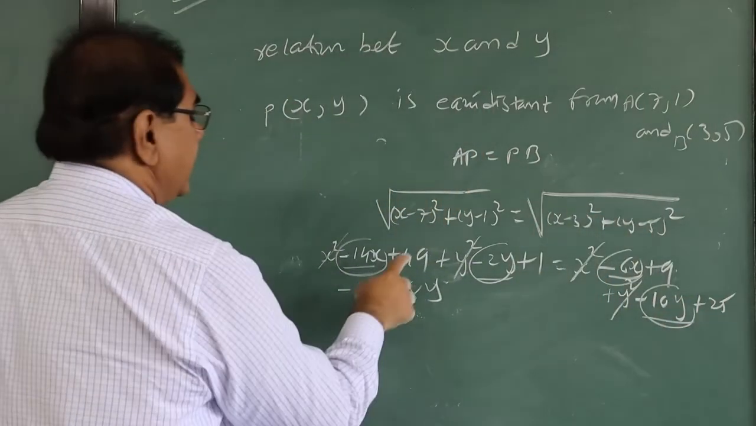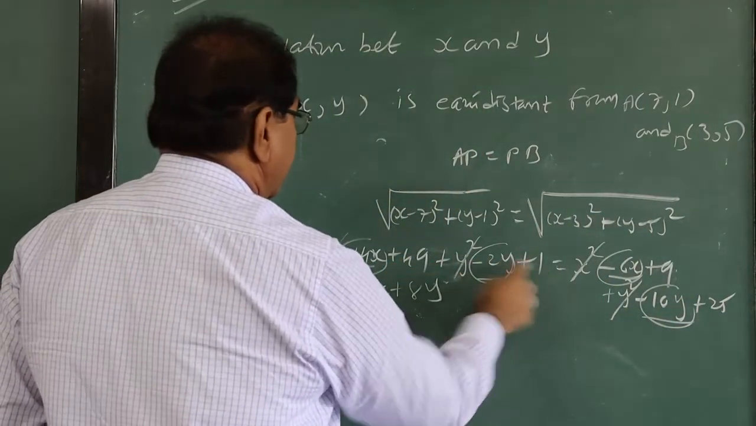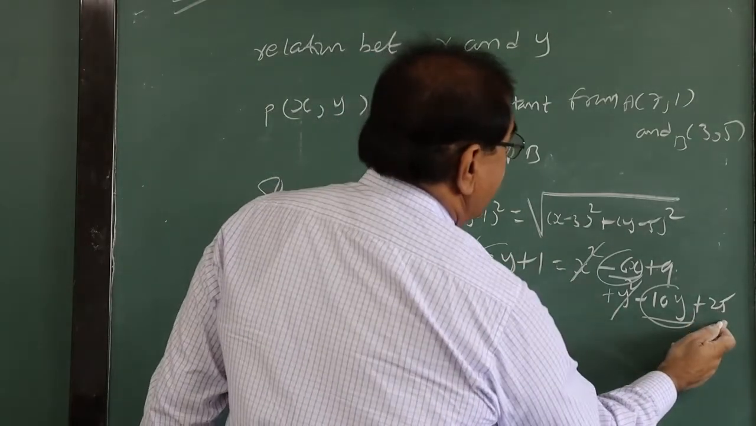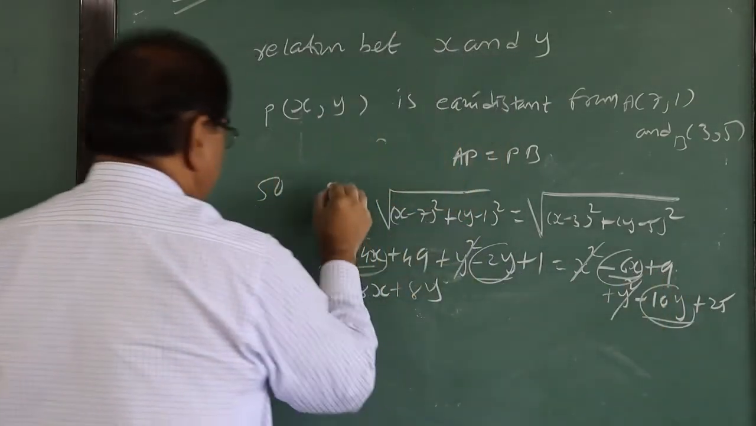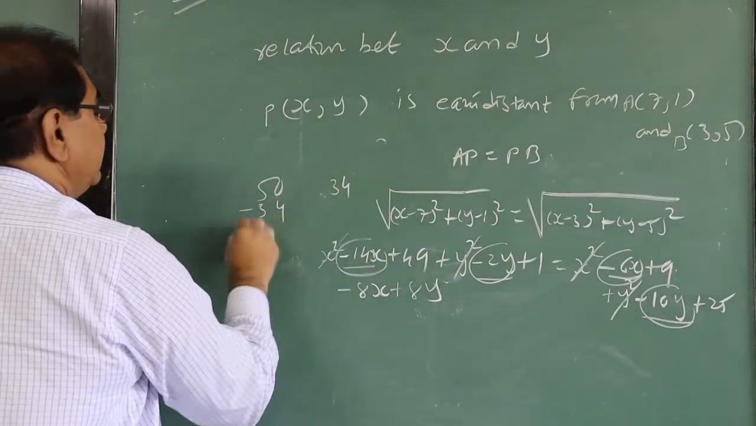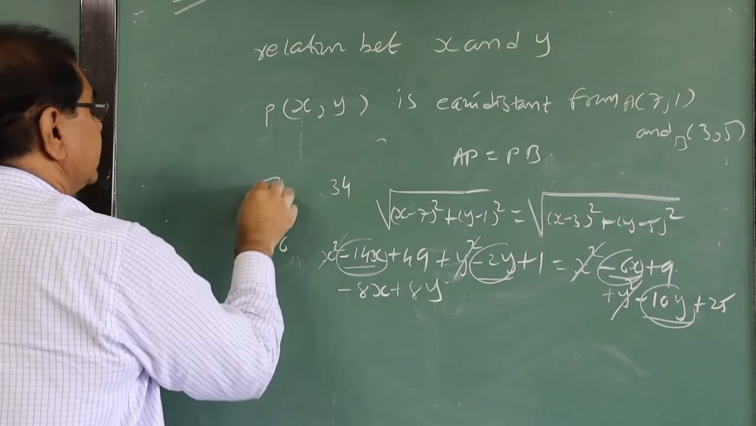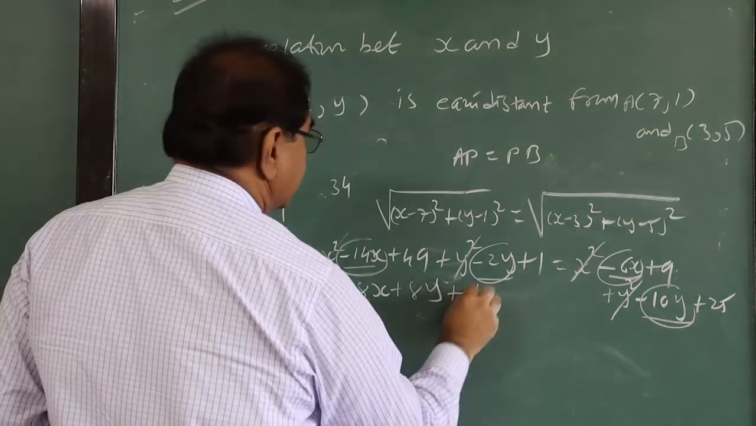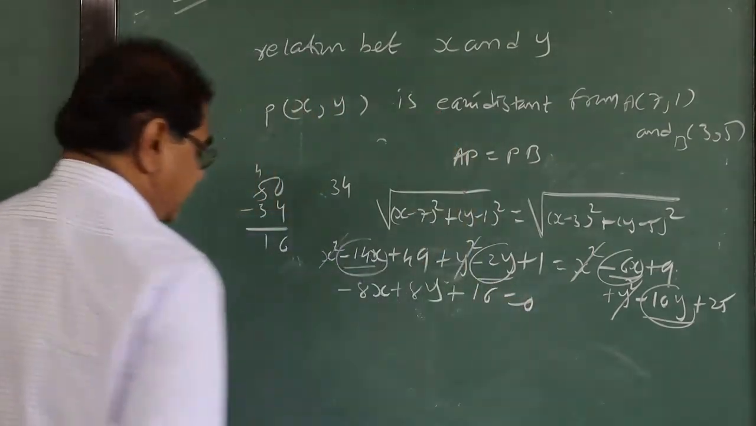Now numbers only: 49 plus 1 is 50 on the left hand side. On the right hand side, 25 plus 9 is 34. So this 34 changes side and becomes negative. So it is 10 minus 4, 6, and 4 minus 3, 1. So it is plus 16 is equal to 0.